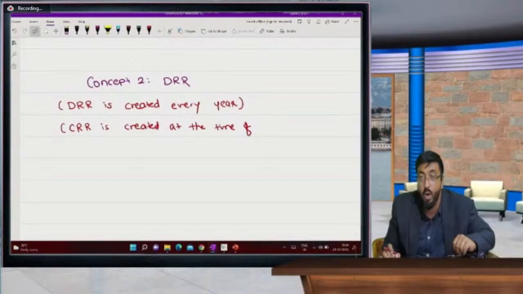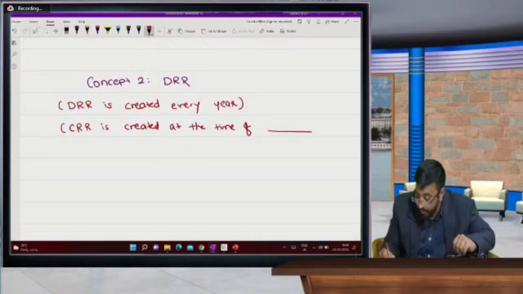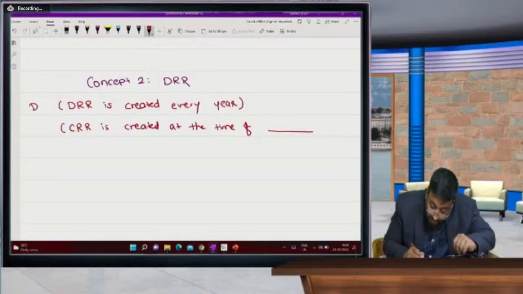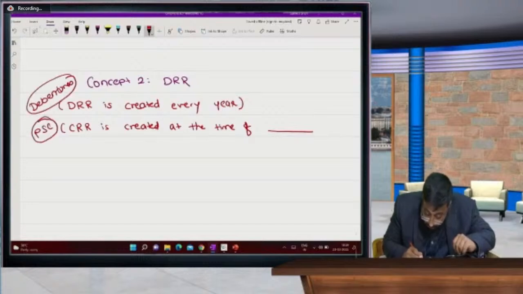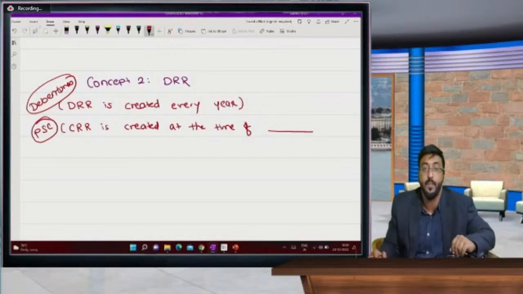At the time of... yes, fill in the blank. So DRR is for debentures and CRR is for preference share capital. So DRR is different than CRR.